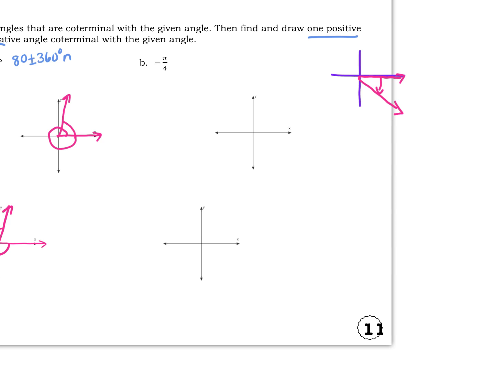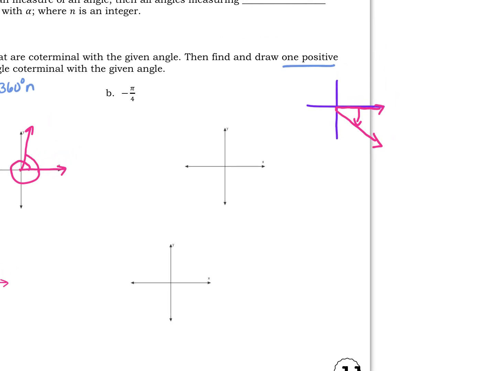So if you need to convert, you're going to have to start getting comfortable with those radian measures, because we're about to do a unit strictly on the unit circle where we're going to be dealing with radian measures. But for now, you probably need to convert that to think about how you're going to rotate to get to that particular place. But I want you to be doing your math using your radians. All right, so that's what negative pi over 4 looks like.